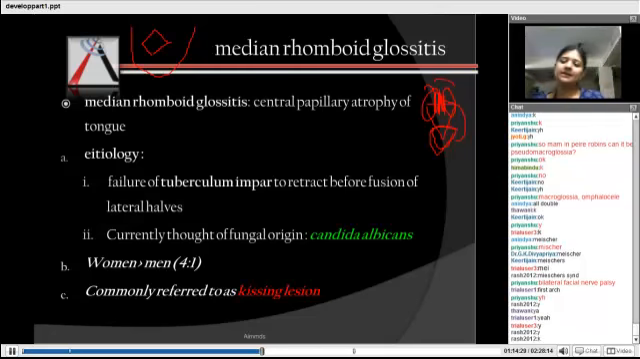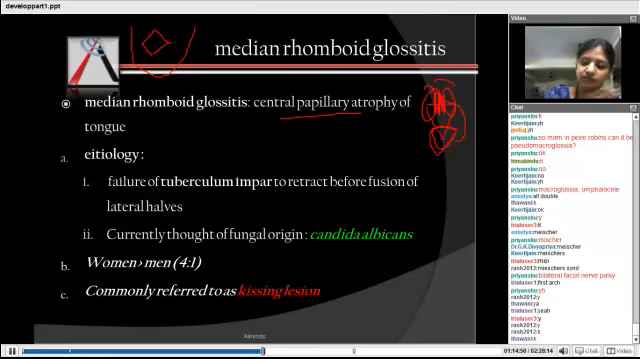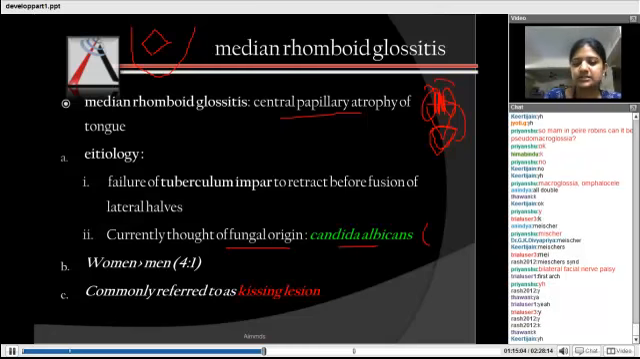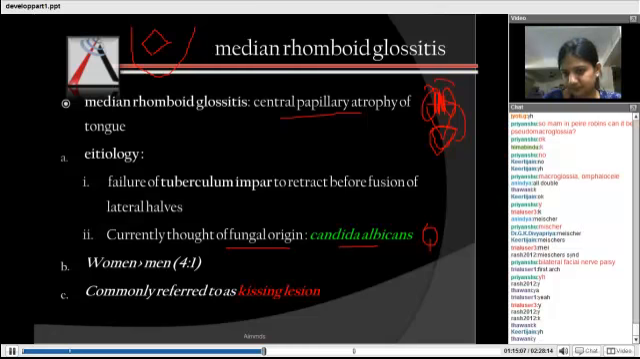So how does this clinically appear? In the posterior part of the tongue, you will see a diamond-shaped or rhomboid-shaped red area. That is how it would appear clinically. It's also called central papillary atrophy of the tongue. Now it appears red because that part of the tongue is atrophic. And they have found that it could probably be because of a fungal cause also. So they have found an association with Candida albicans as well, and this is also your MCQ. Association with fungus, Candida, is also an MCQ.